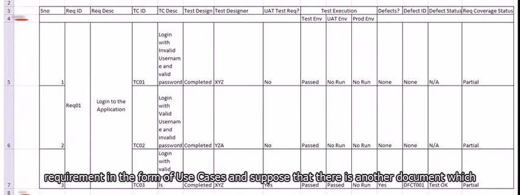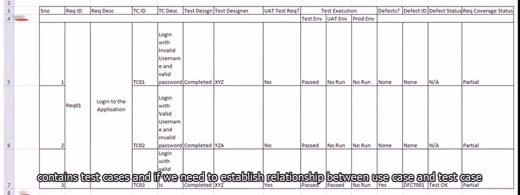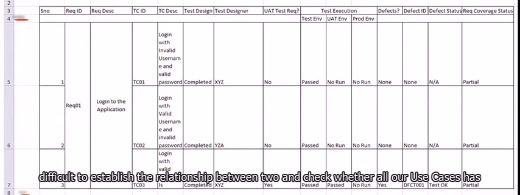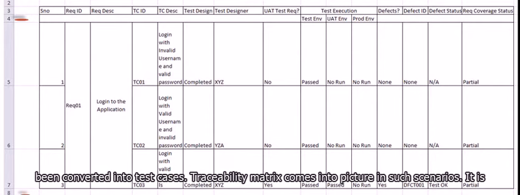For example, if we have a requirement document and we have requirements in the form of use cases, and suppose that there is another document which contains test cases, and if we need to establish a relationship between the use case document and the test case document, and check whether all our use cases are being covered by test cases or not, then it would be very difficult to establish that relationship between the two and check whether all our use cases have been converted into test cases. Traceability matrix comes into the picture in such scenarios.